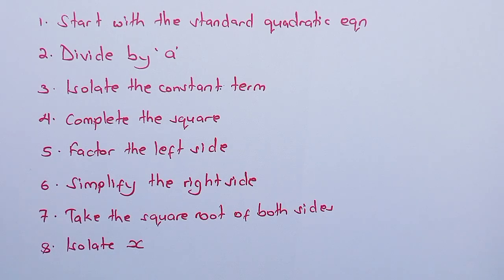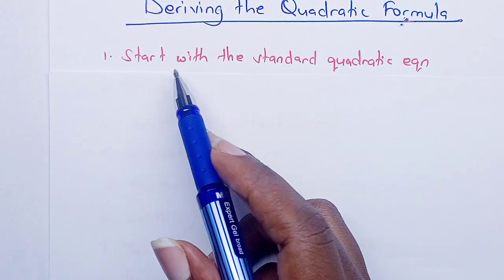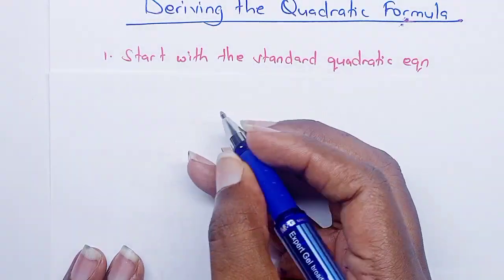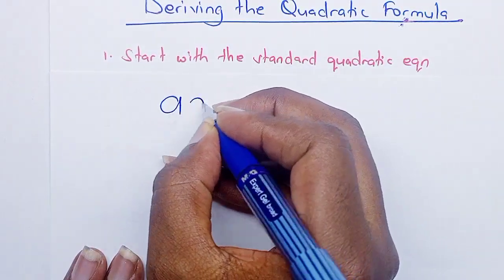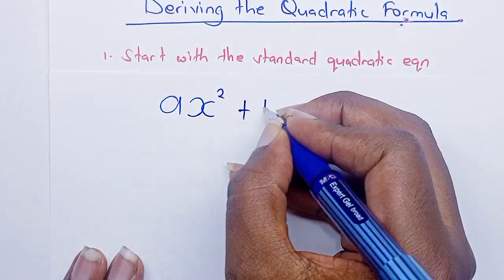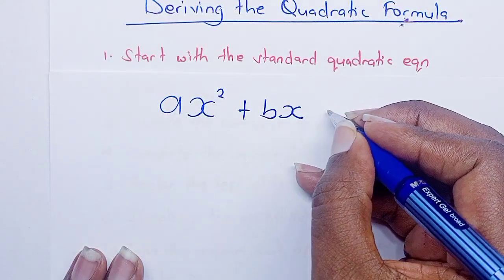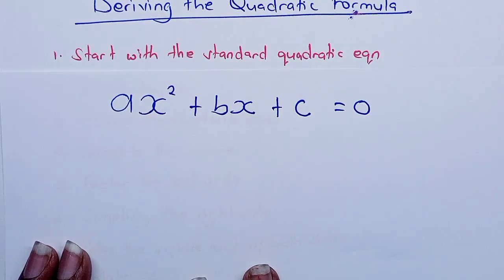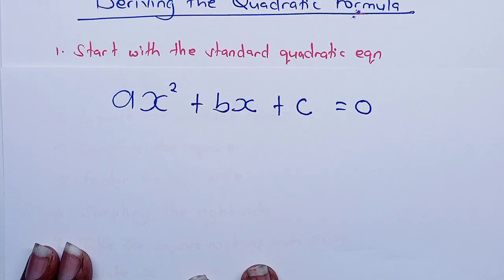So that x will represent the quadratic formula. Let's do it practically and see how it goes. So number one, we have said that you start with the standard quadratic equation. Now the standard quadratic equation is ax squared plus bx plus c is equal to 0. This is the standard quadratic equation.